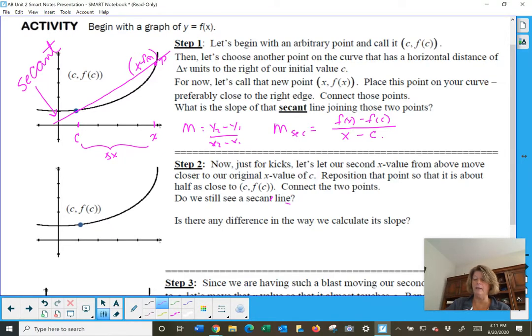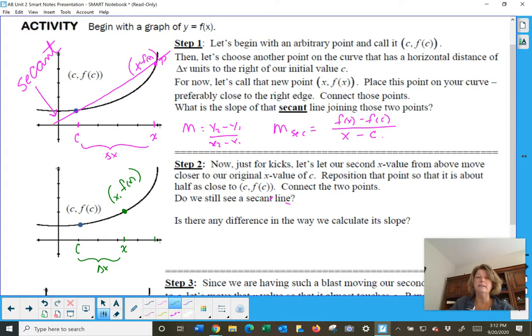Reposition that point so that it is about half as close to c, f of c, and connect those points. Do we still see a secant line? All right, so we were about here for our first one. Let's pull it in a little closer. Let's call this our new point. So we had C, this will be X. Remember, we're moving it by delta X over, and we're calling this X, f of X.